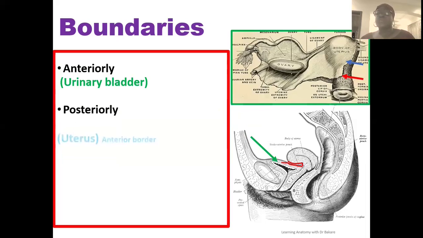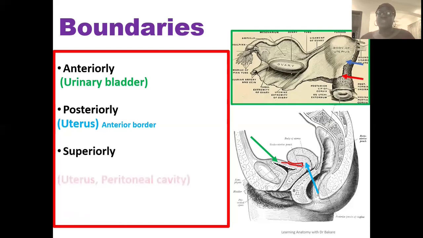Posteriorly, the structure that you would see is the uterus, and this is what is also harrowed in blue. But specifically, it is the anterior border or region of the uterus that will be seen at the posterior region or boundary of the uterovesical pouch.